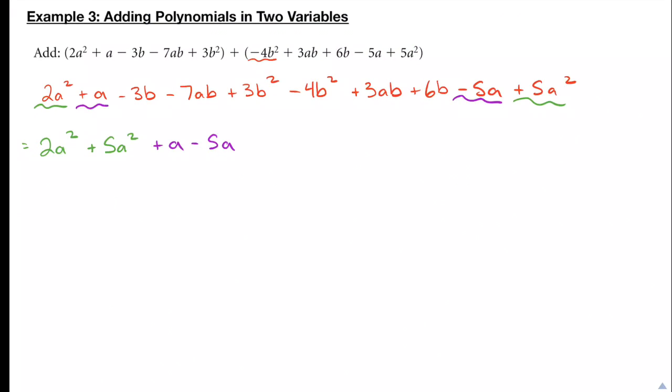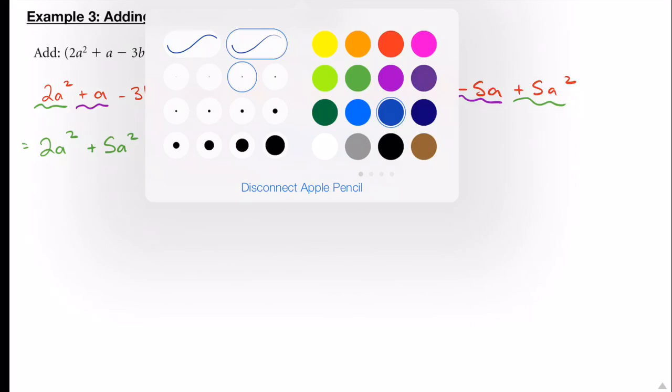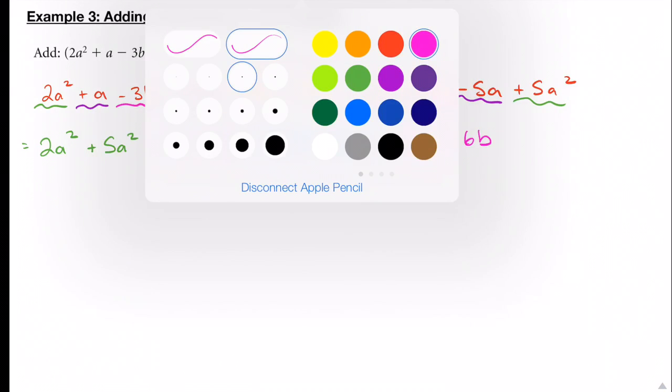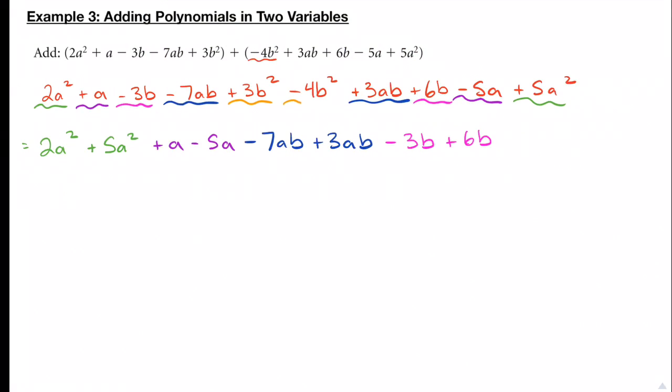And I'm going to look for my ab's next. ab, ab. So I have negative 7ab plus 3ab. Then I'm going to look for my b's next. Here's a b, here's a b. So I have negative 3b plus 6b. And lastly, I have my b squareds. Plus 3b squared minus 4b squared.